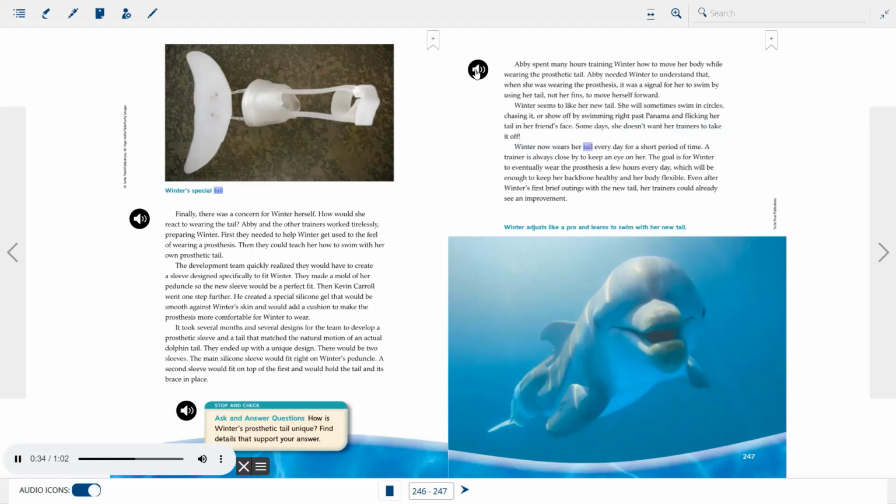Winter now wears her tail every day for a short period of time. A trainer is always close by to keep an eye on her. The goal is for Winter to eventually wear the prosthesis a few hours every day, which will be enough to keep her backbone healthy and her body flexible. Even after Winter's first brief outings with the new tail, her trainers could already see an improvement. Winter adjusts like a pro and learns to swim with her new tail.